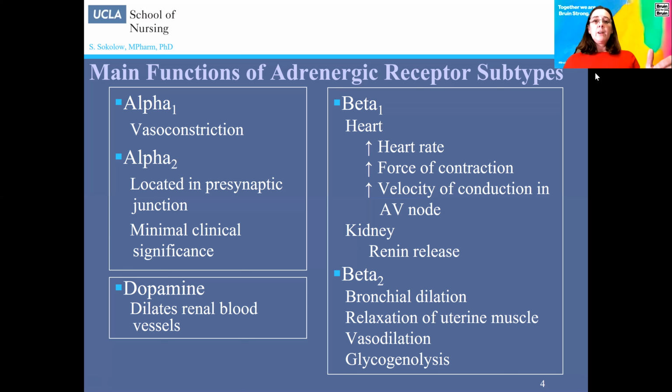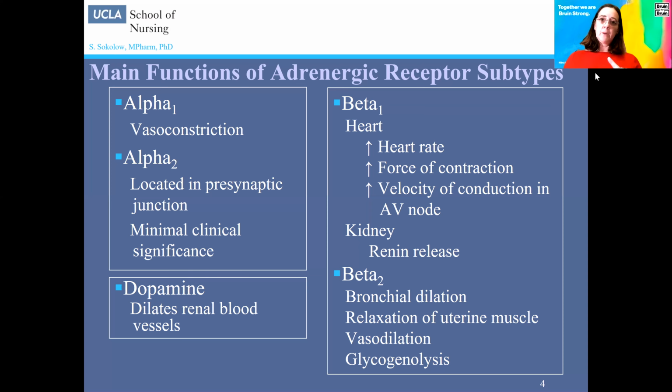First of all, alpha-1 receptors are mainly located on the vasculature, so they're involved in vasoconstriction. Alpha-2 receptors, if you remember, are located presynaptically, and their role is mainly negative feedback regulation. Dopamine receptors are located on the kidney, on the renal blood vessels, and so they are involved in dilation. When activated, dopamine will induce dilation of the renal blood vessels.